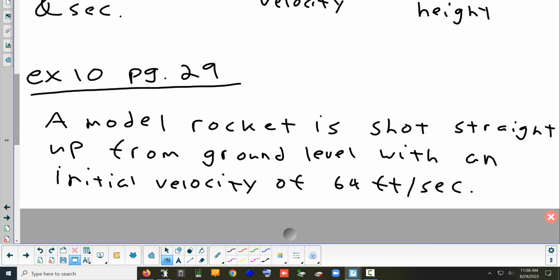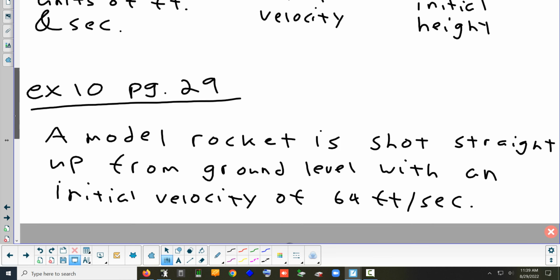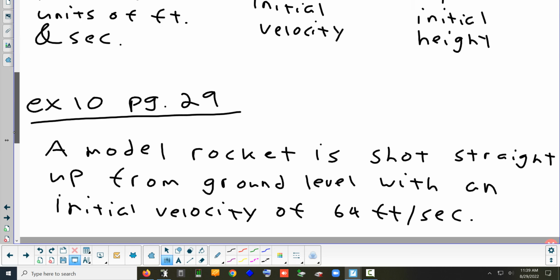So in our particular case, that's the problem. We're shooting a rocket up from the ground at an initial velocity of 64 feet per second. So let's see if we can come up with an equation first, plugging in what we know from that problem into our equation.